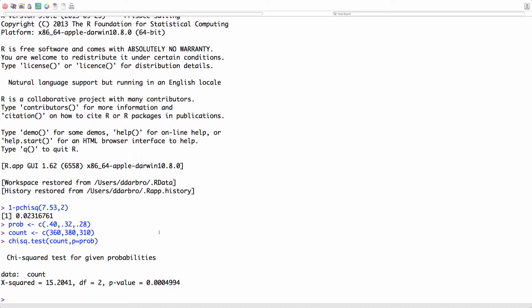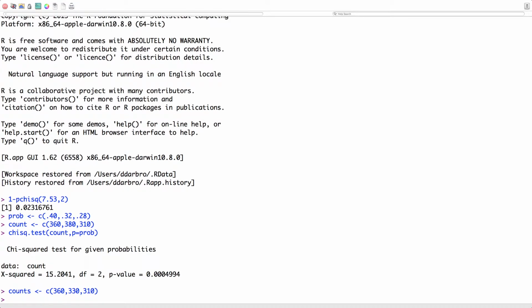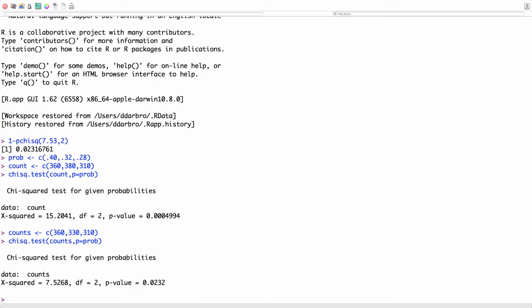All right, gang, what happened? Well, let's see what happened. Count should be 360. You're probably thinking, where in the heck did that come from? All right, let's try this again. So we want counts, P equal probability, and then we get a situation where the answer matches up.